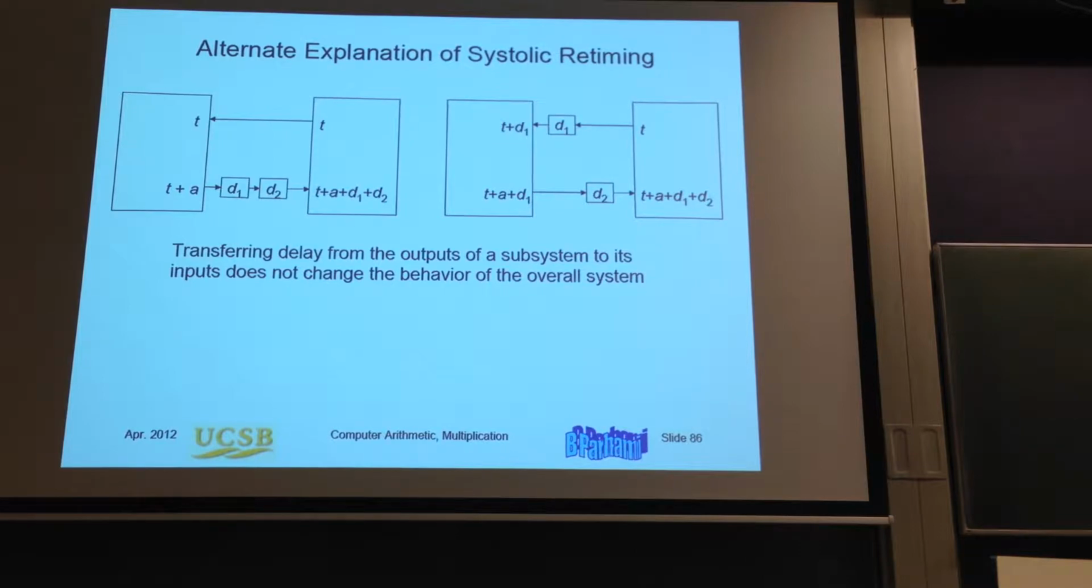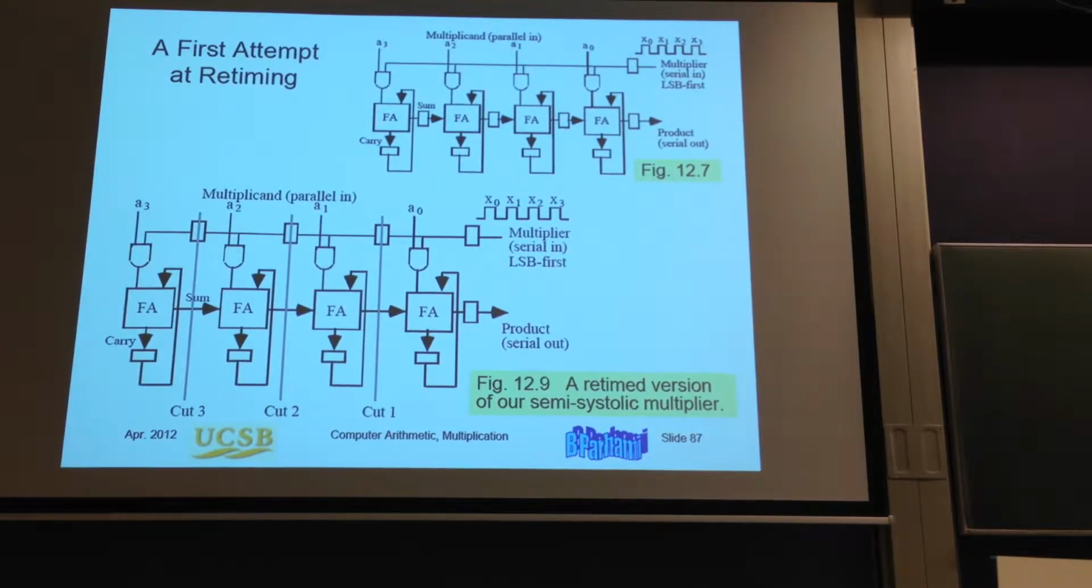Now, if I apply retiming, I can put some kind of extra transfer. Now, let us look at my design. I didn't like the fact that I had a long line, and I wanted to cut that long line in pieces. And I can cut it here, here, and here.